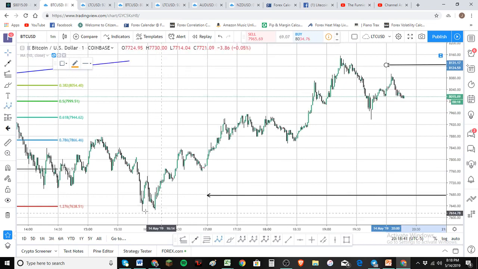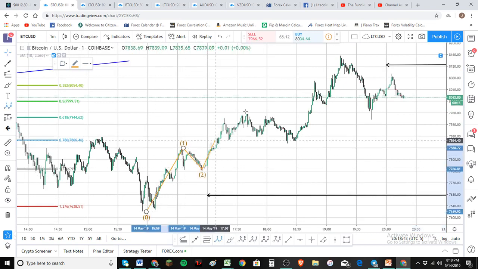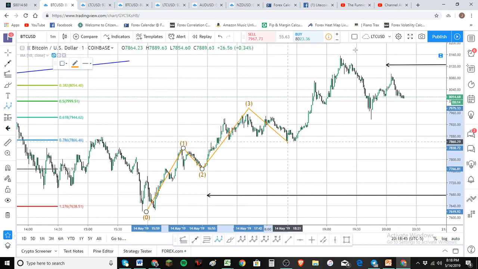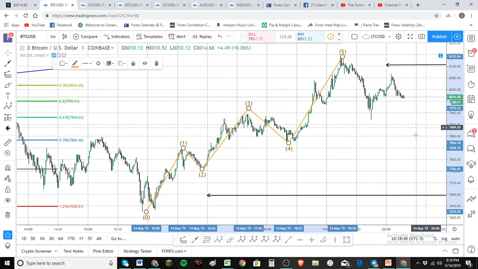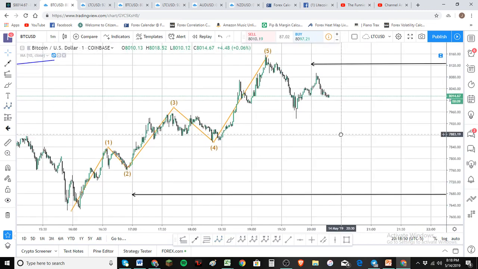You got, let's see, 1, 2, 3, 4 with an extended 5th wave. It's beautiful. There's a perfect Elliott wave with an extended 5th. Looks great. Now what we see here is 1, 2, 3, 4, 5. We see 5 waves coming down, it appears.